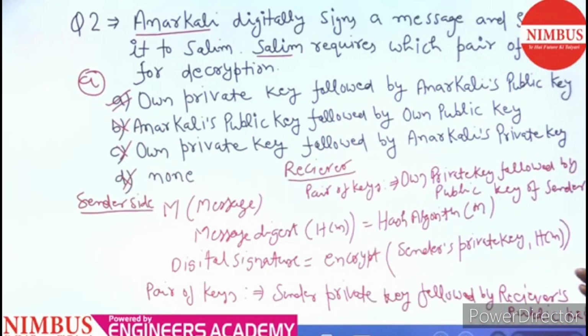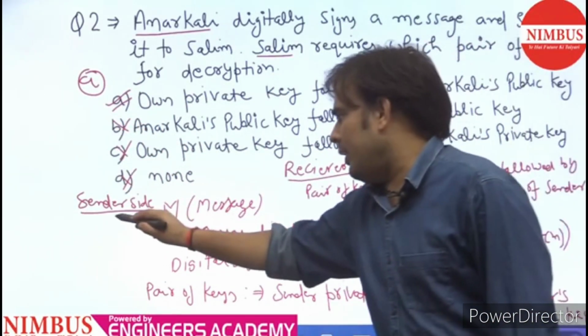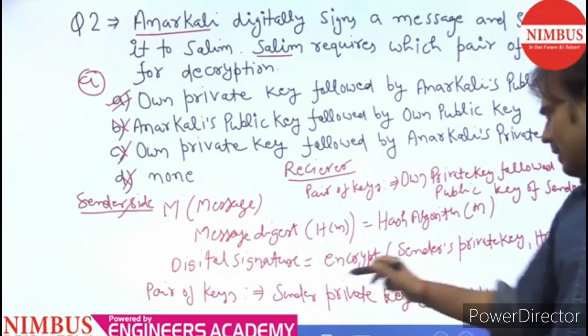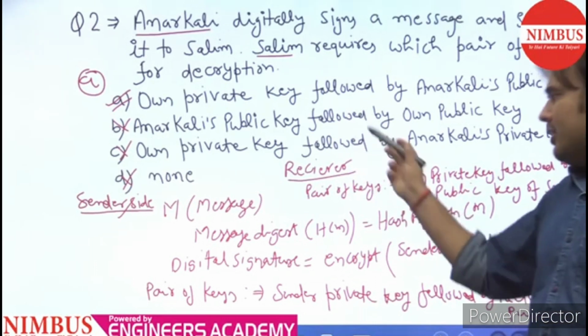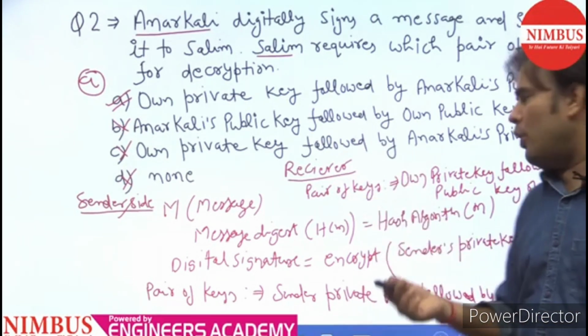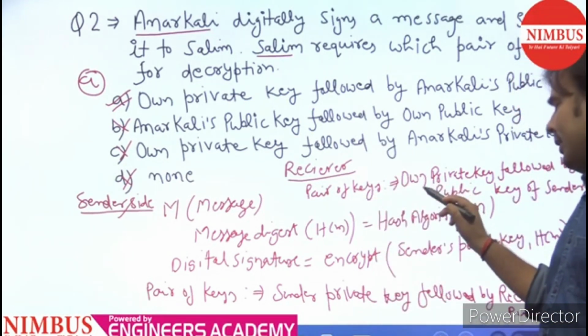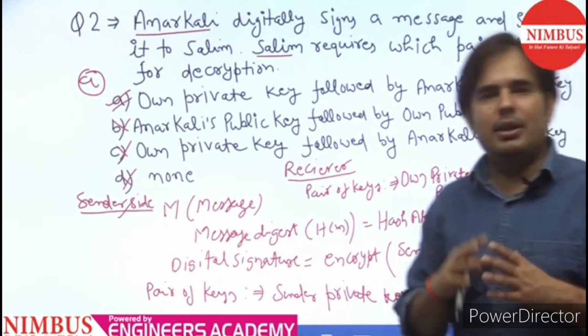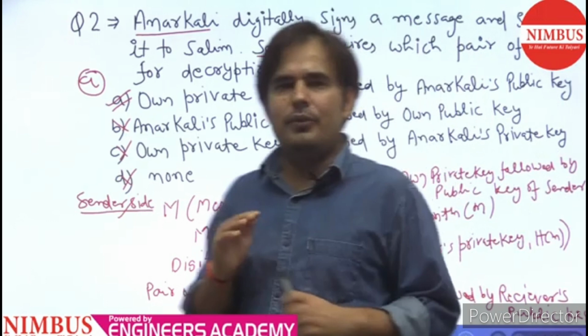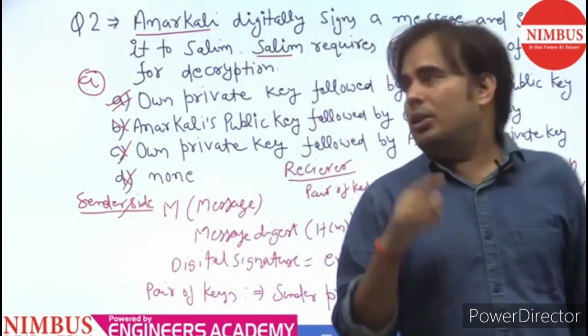So you can remember these points. At the sender side we need two keys: the sender's private key followed by the receiver's public key. At the receiver side you also need two keys: the receiver's own private key followed by the public key of the sender. This is the extra information you can get from this question.